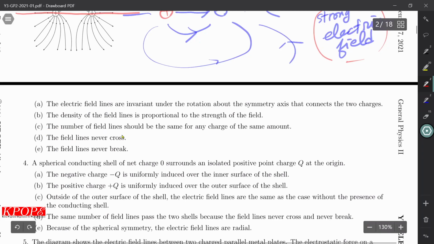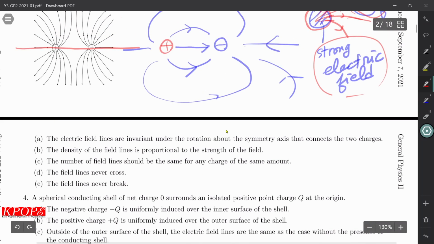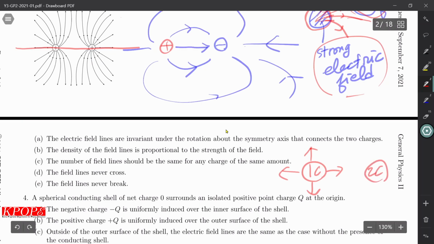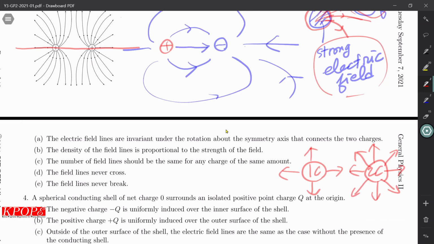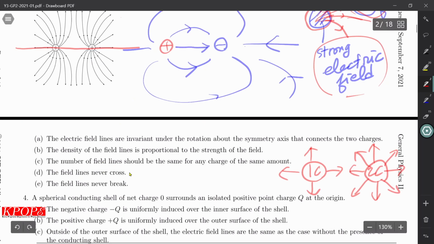C, the number of electric field lines should be the same for any charge of the same amount. For example, if I have 1 coulomb and we draw 4 electric field lines, for 2 coulombs we draw double the number of field lines. So the number of field lines should be the same for any charge of the same amount.